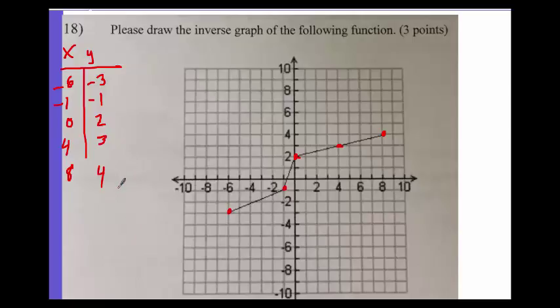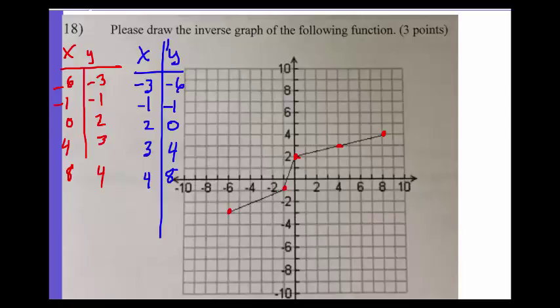The inverse means that we are flipping them across, so I'm changing the y to the x. Really all we have to do is switch x and y. So I can plot these points. When x is negative 3, y is negative 6. When x is negative 1, y is negative 1. When x is 2, y is 0. When x is 3, y is 4. And when x is 4, y is 8. And so our graph would just look like that. That would be the inverse graph. And there we go. Ain't nothing to it.